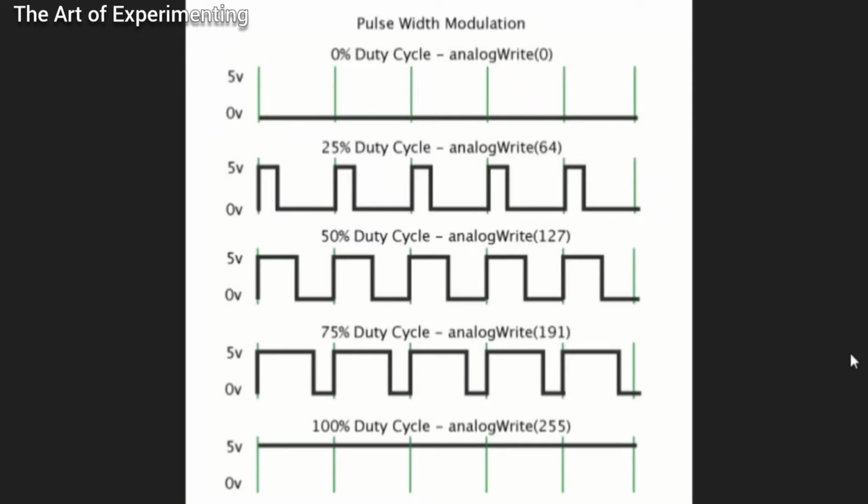Hello all. In this video, we will learn about pulse width modulation, how to use it in Arduino, and its applications. In Arduino, we have input and output pins. We can either declare it high, which is 5 volt, or low, which is 0 volt. Using pulse width modulation, we can also produce voltages between 0 and 5 volt.